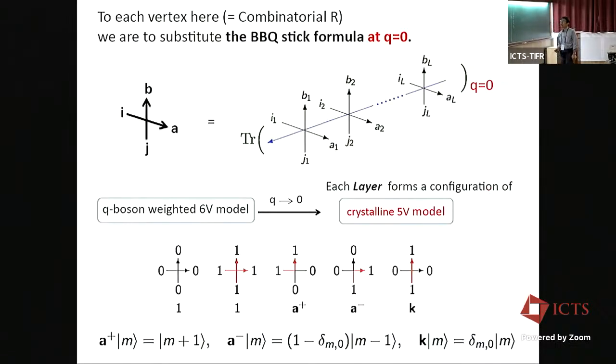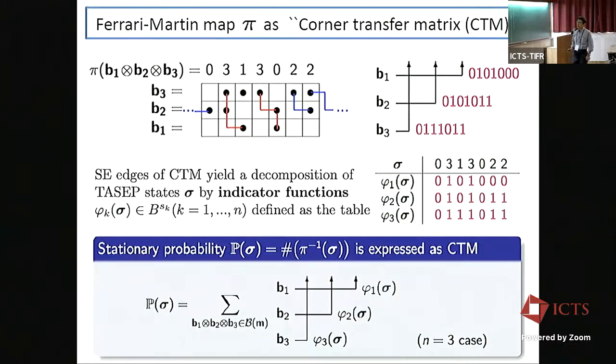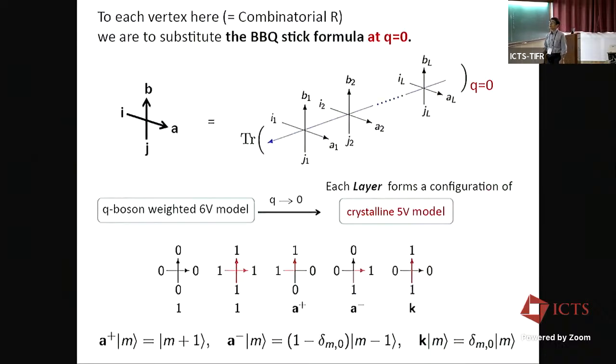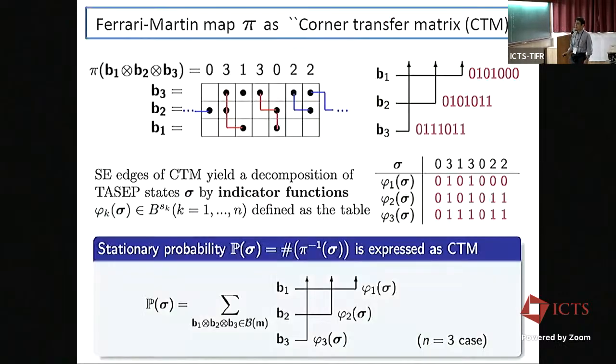But now we know that this vertex is a combinatorial R, but the combinatorial R is a q→0 limit of the quantum R, and the quantum R had the barbecue stick formula. So we are to substitute that barbecue stick here, perpendicular to this screen. So what happens? For each vertex here, which is nothing but a combinatorial R, we are to substitute the barbecue stick formula at q equals 0. So this thick arrow, actually this arrow is thick.